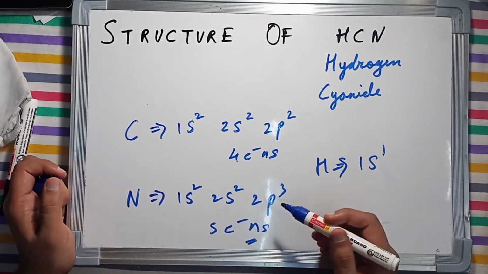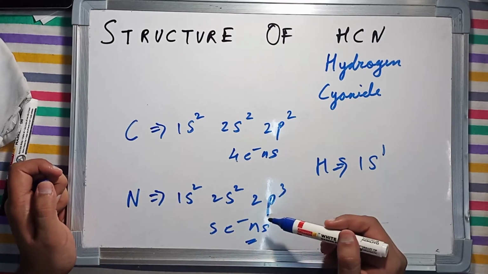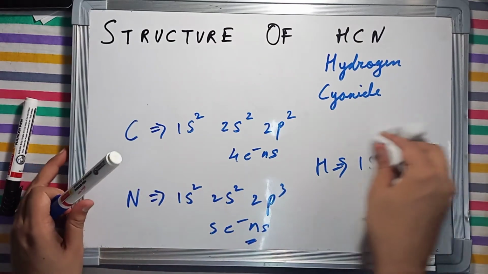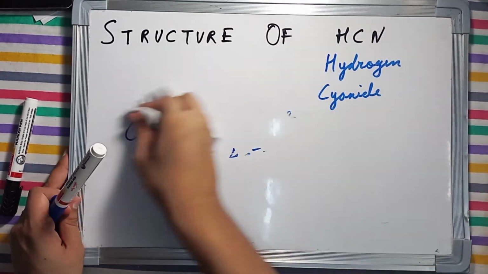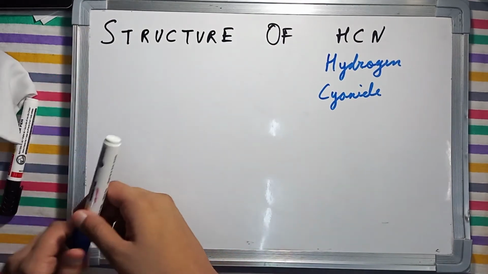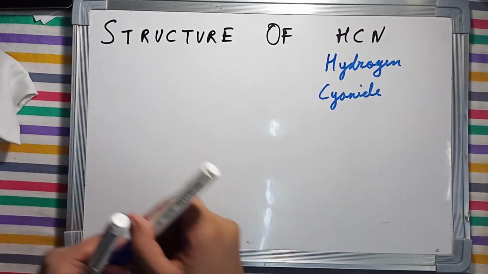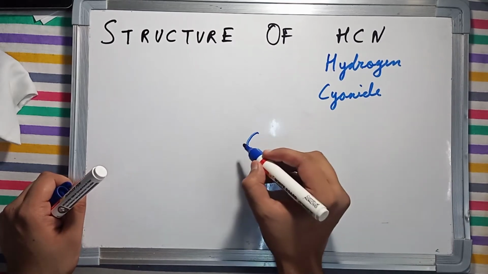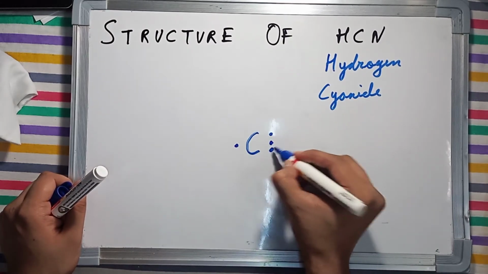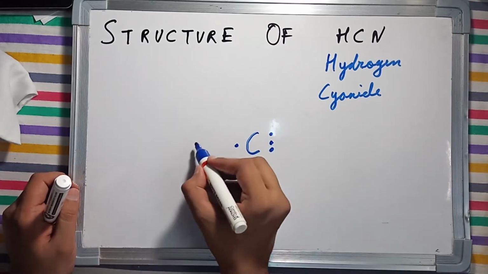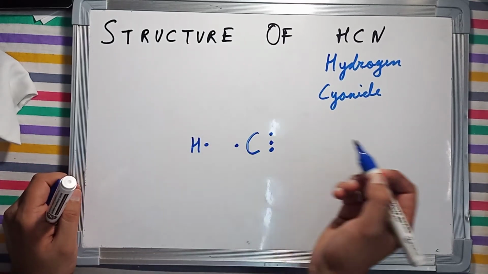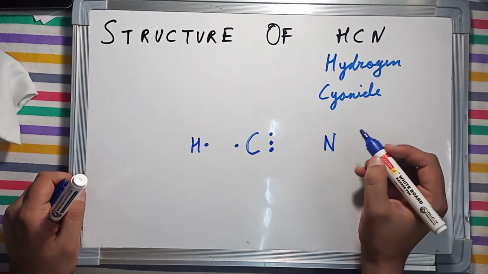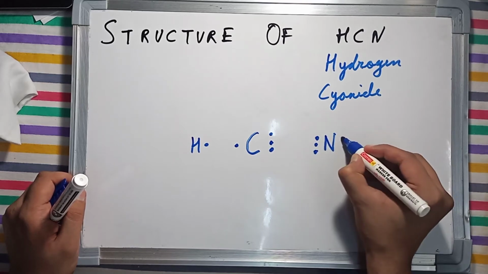Okay, now before drawing the structure, I want you guys to remember the valence electrons of each atom of hydrogen cyanide. Okay, so we have carbon in the middle and it has 4 valence electrons. 1, 2, 3, 4. Now hydrogen, it has just a single electron in its valence shell. And now nitrogen, which has 5 valence electrons, 1, 2, 3, 4, 5.